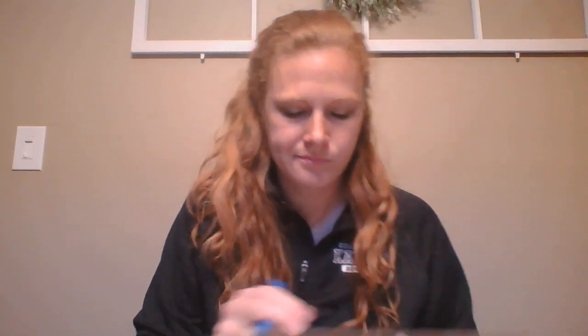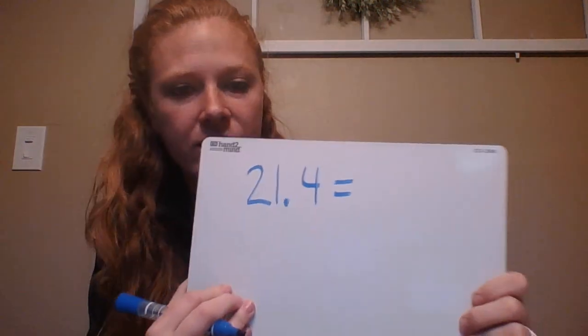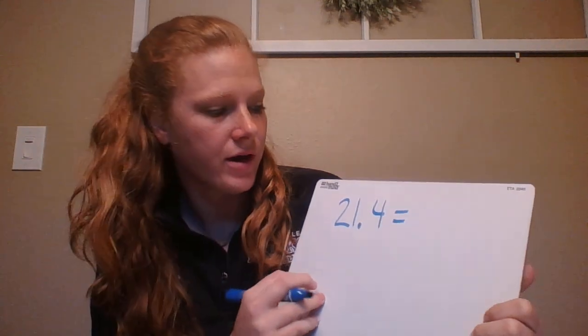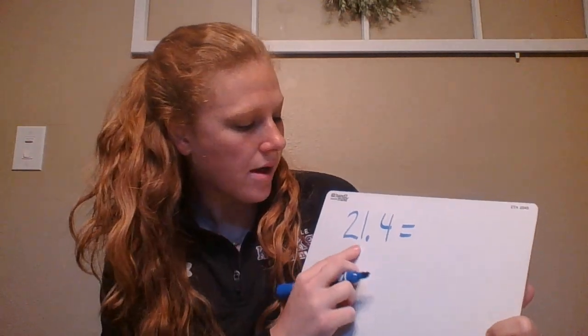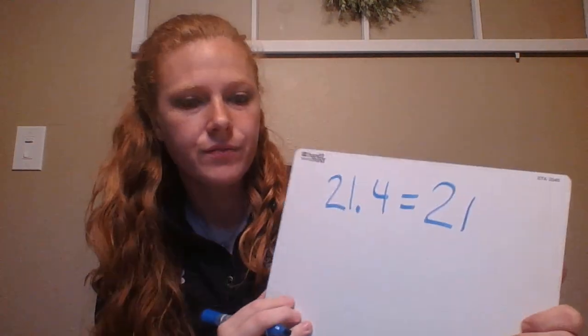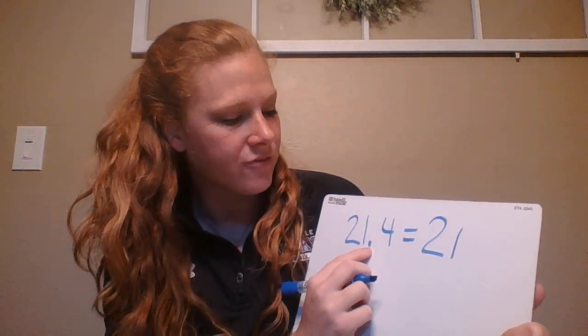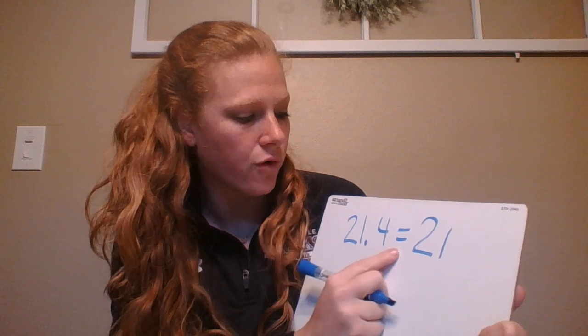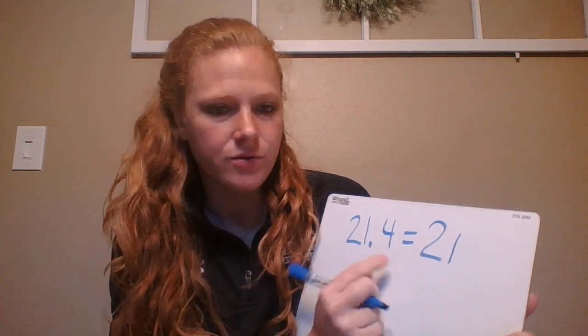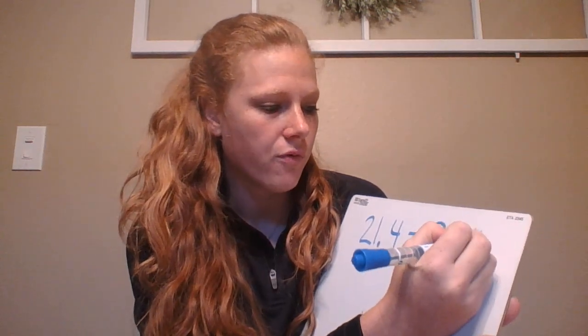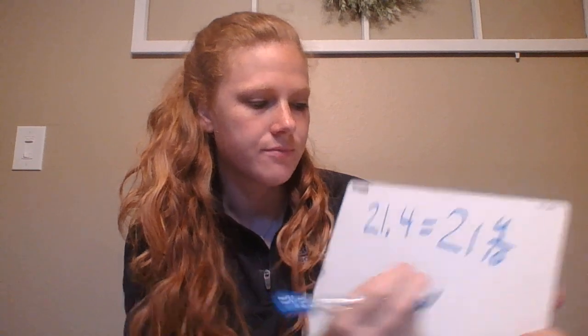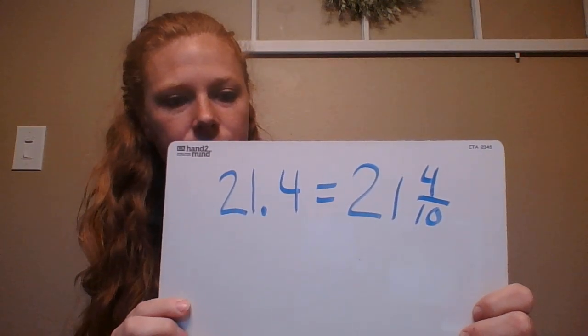The next one we're going to do is 21 and 4 tenths, 21.4. How would I write that as a mixed number? I first look at my whole number, which is 21, and I write that. Then I look at after my decimal in the tenths place, I have a 4. I have nothing after that in the hundredths, so I just have to write 4 over 10. 21 and 4 tenths.